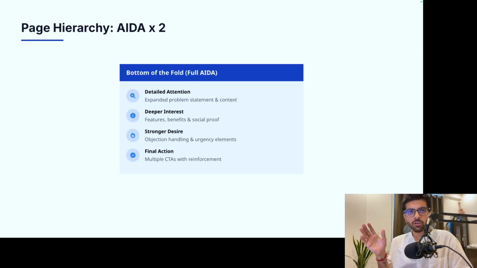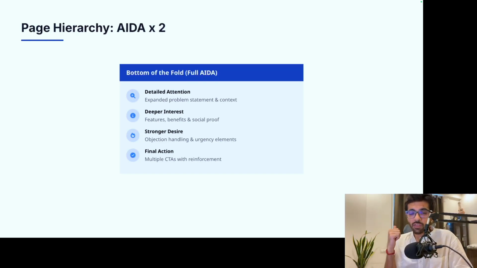But then you also need bottom of the fold, because people scroll and see if there is anything that will grab their attention, or anything that has grabbed the attention on the first segment can give them more information about it, right? So this is the bottom of the fold part. Detailed attention: expand on the problem statement, add more context over here. Deeper interest: talk about benefits, talk about features, talk about social proof, right? This is where your copywriting will really shine, if you are able to keep the person hooked, right?